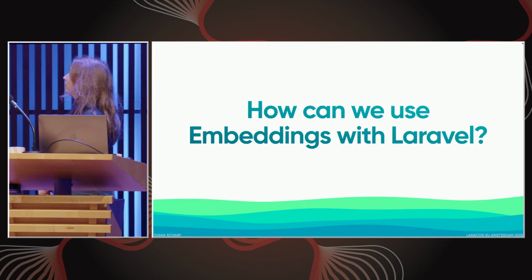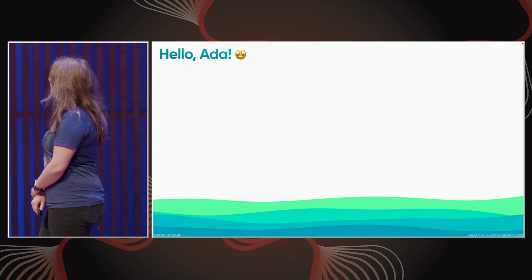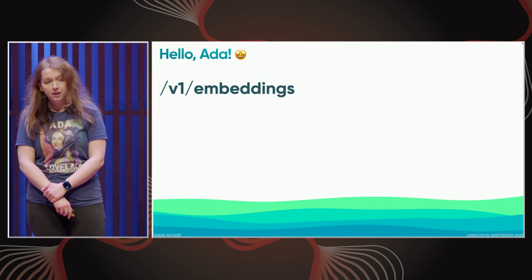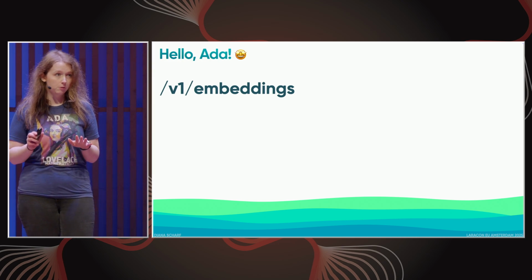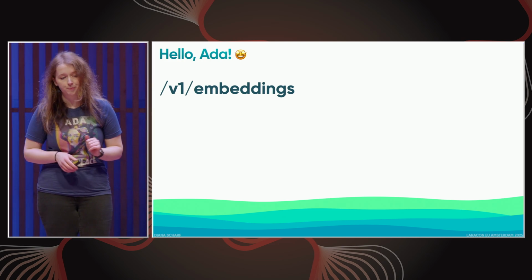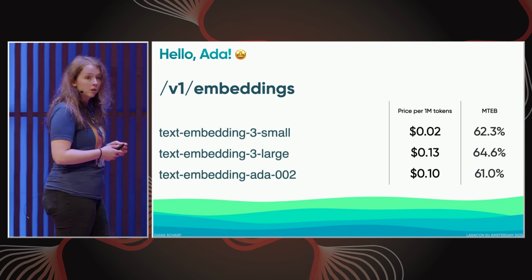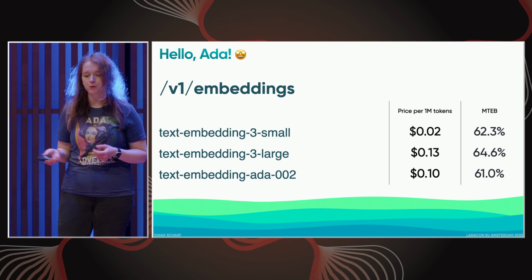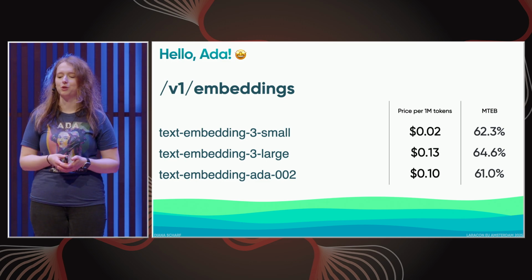So, how can we use embeddings with Laravel? Because this is what you want to know. Like I mentioned, we are going to use the embeddings endpoint of OpenAI. Just a short note, you need an API subscription for that, so only ChatGPT will not be enough, as far as I know. And currently, OpenAI offers 3 embedding models: version 3, small and large, as well as the Ada model in version 2.